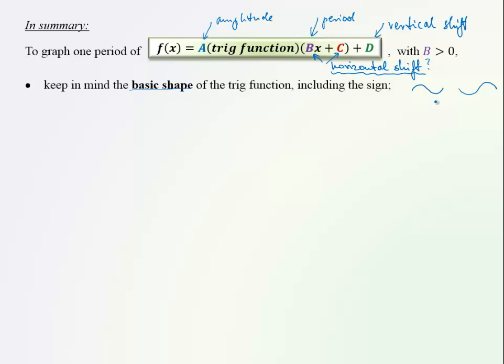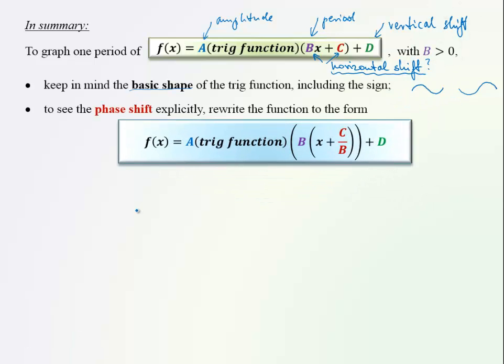So it's good to keep this in mind. The next step would be to see the phase shift. That means to rewrite this function in a form that we can actually see what the x was shifted by. So what we do, we pull the b outside as a common factor, and we would like to have in a bracket just single x plus or minus some constant.